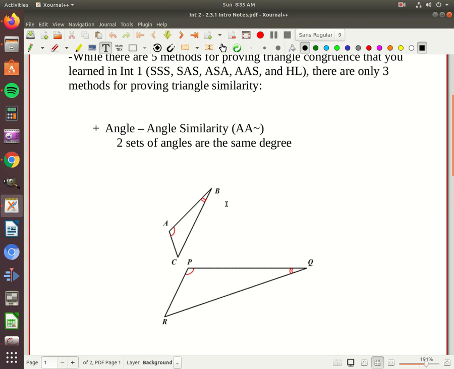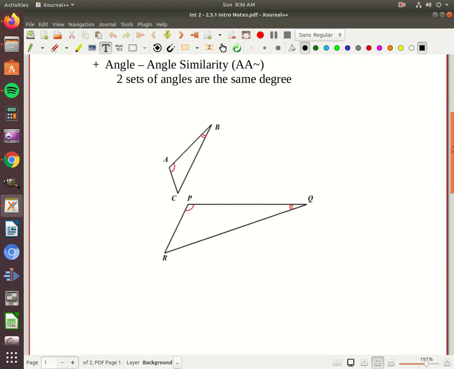We don't need to know anything else, because if we know that this angle is the same as this angle and this angle is the same as this angle, well, triangles are 180 degrees. So if I know that 2 of the angles are the same, well, the third one has to be the same as well. And remember, when we have the same shape, we know that they have to be similar. So in this case, angle-angle similarity is the first one we're going to look for.